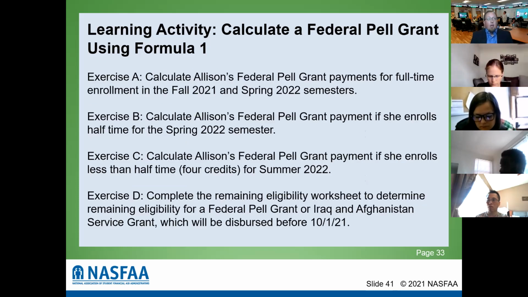So exercise A, you calculate Allison's federal Pell Grant for full-time enrollment for the fall and spring 2020 semester. For exercise B, you calculate Allison's federal Pell Grant payment if she enrolls half-time for the spring of 2022, which again, we saw in that graph. Exercise C, you calculate Allison's federal Pell Grant if she enrolls less than half-time, 4 credits, for the summer of 2022. And then exercise D, you complete the remaining eligibility worksheet to determine remaining eligibility for the federal Pell Grant or the Iraq-Afghanistan Service Grant, which we disbursed before 10/1 of 2021.